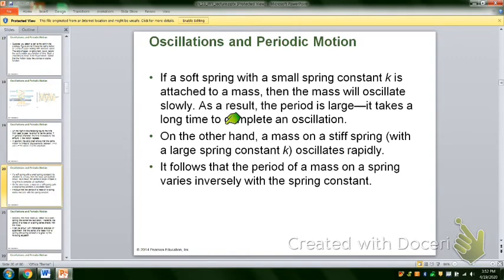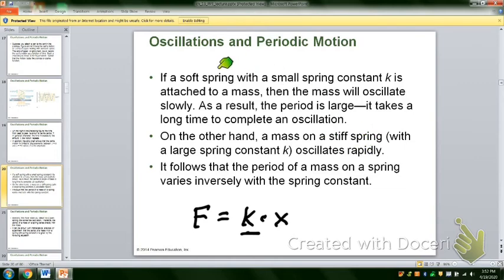So in this slide, they talk about the difference between a soft spring and a stiff spring. Remember that in Hooke's law, you use the formula force equals K times X, and K was the spring constant. So when this number was big, that meant you had a stiff spring, and when the number's small, that means you have a soft spring. So if you have a soft spring and you hook a mass onto it, then it will oscillate slowly as compared to a stiff spring. If you hook a mass to a stiff spring, it's going to oscillate more rapidly.